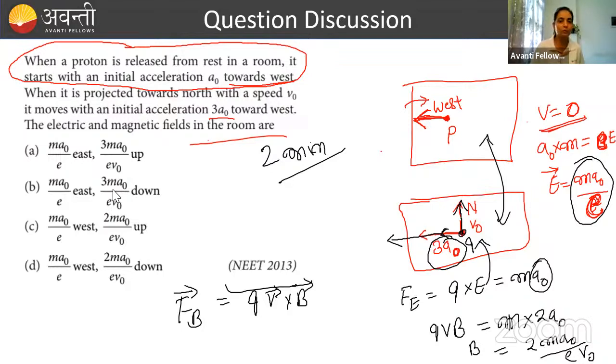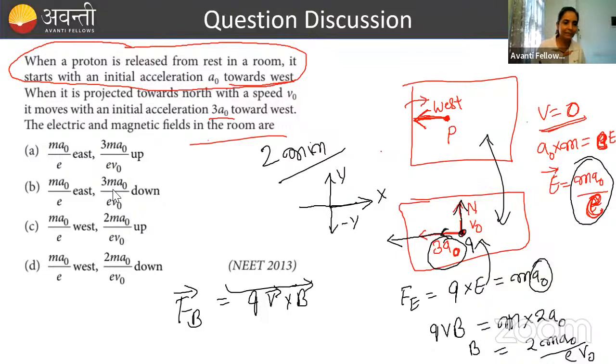Velocity was given towards north. So what can we call north? Y axis. What will we call east? Plus x axis. West will be minus x axis, right? And this is minus y axis. Done. Downward direction will be taken as what? Minus k cap. Upward direction will be taken as plus k cap, right?